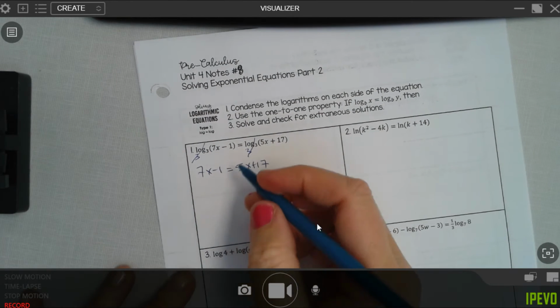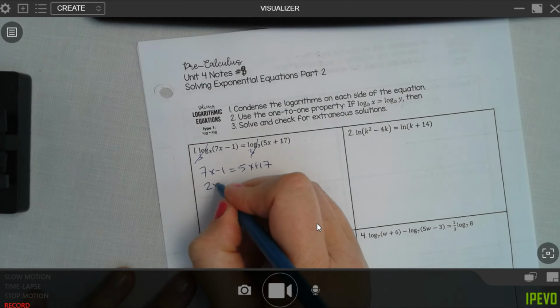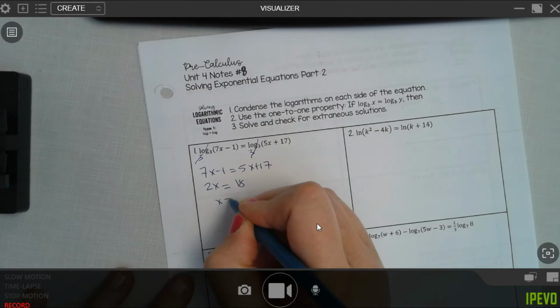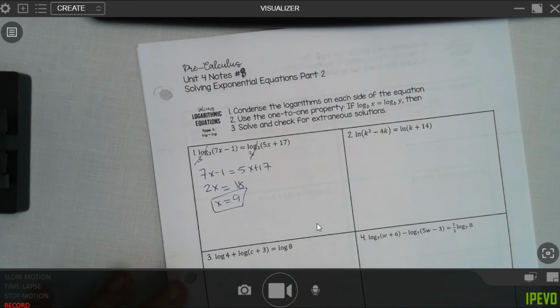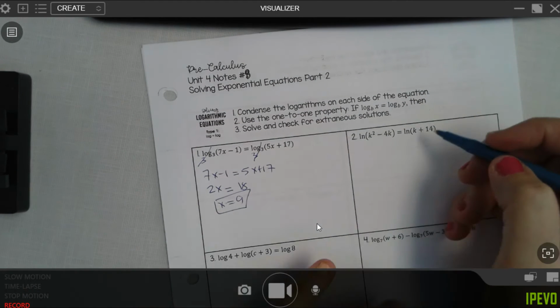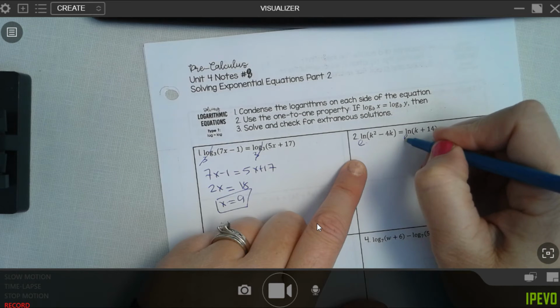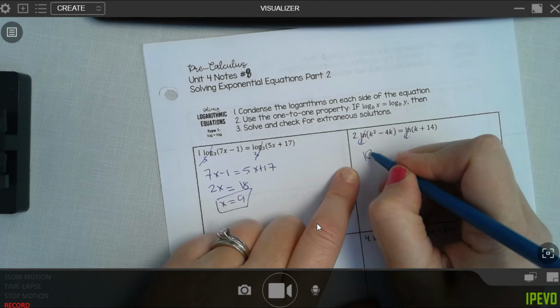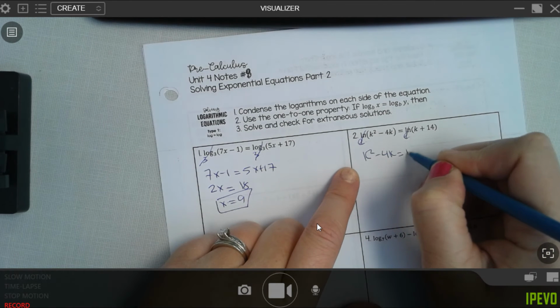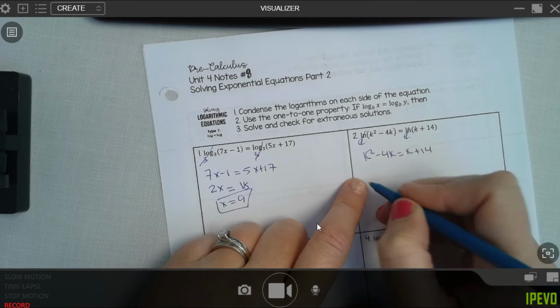And then just solve it. So subtract over your 5x, add my 1, so x equals 9. This one here, they're both ln, so I could raise both sides to a power of e. So I'm left with this. So I need to set this equal to 0 and solve it.